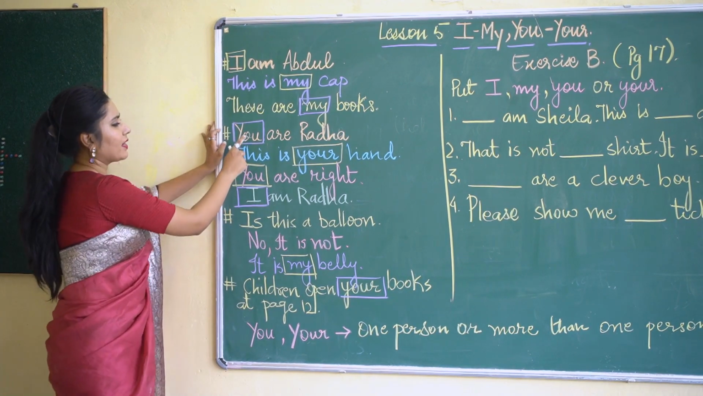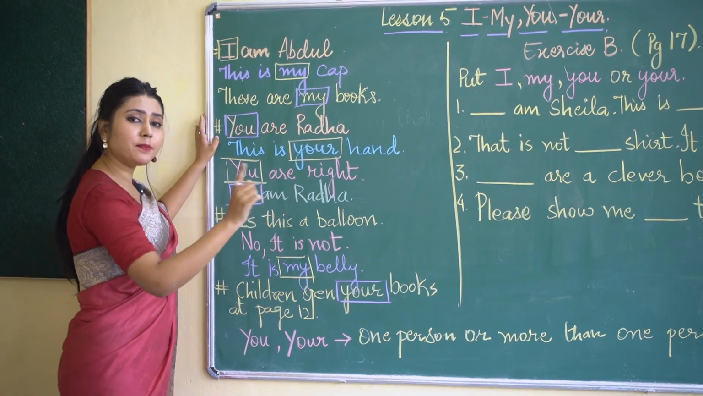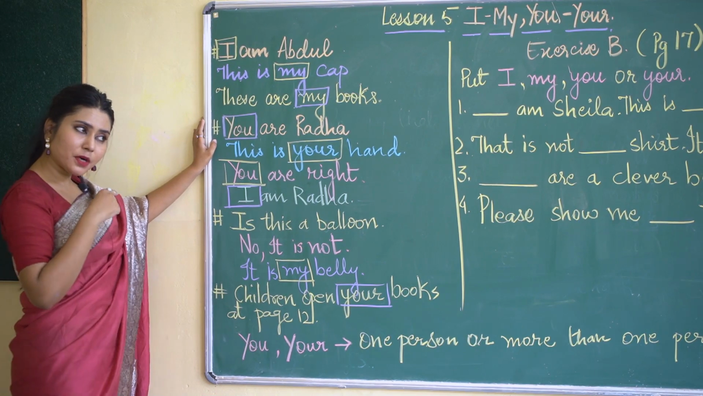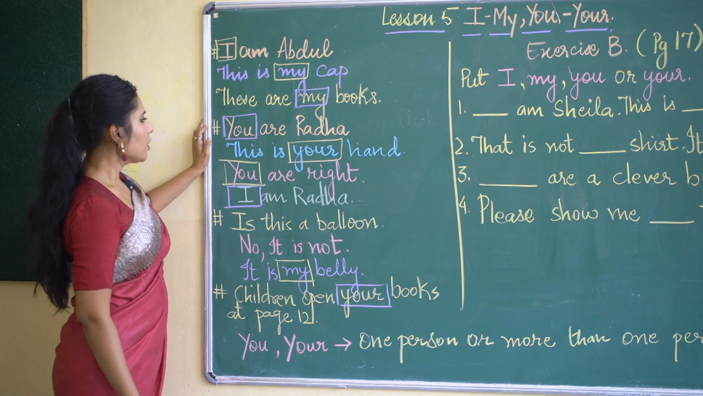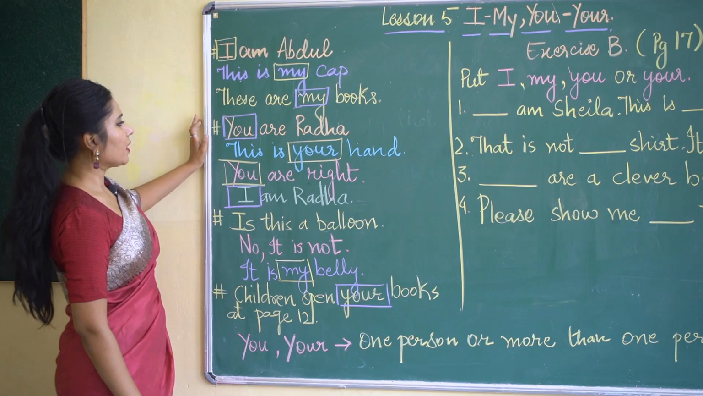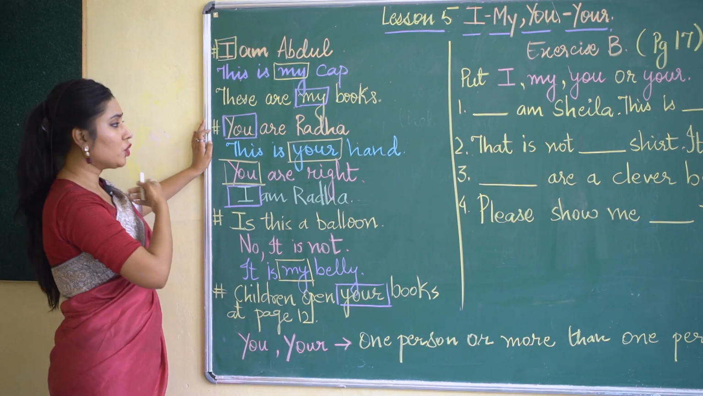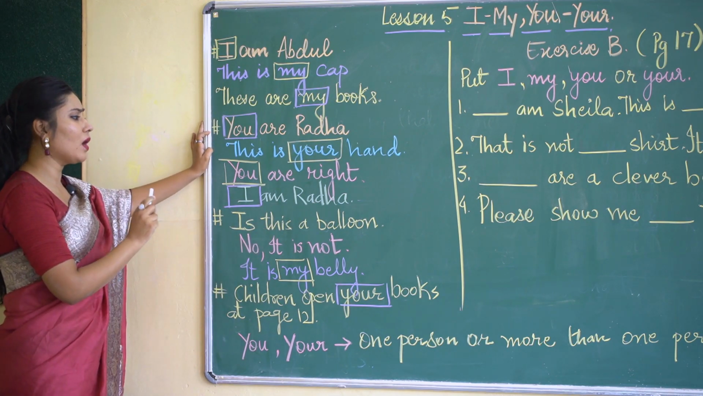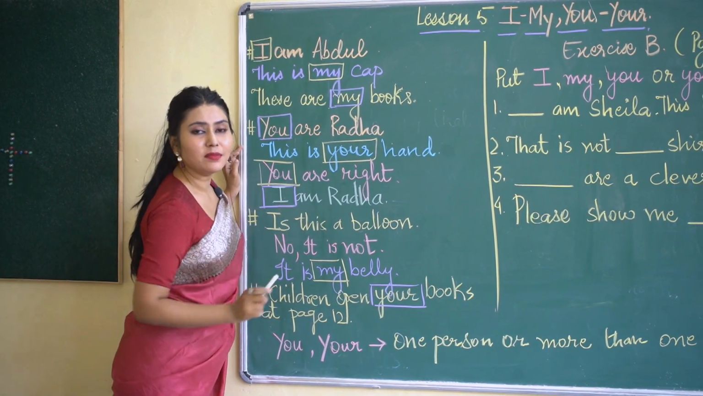So when you are pointing out you are Radha, you are talking about the second person. Although that second person is also a single person, a singular person, for you, that person will be a second person because you are the first person, right? So for second person you use you and for first person you use I. So here as a second person, if we are introducing another friend of yours, it will be you are Radha, this is your hand, and then Radha replies, you are right, I am Radha.